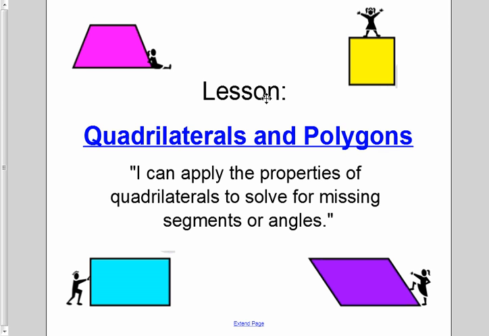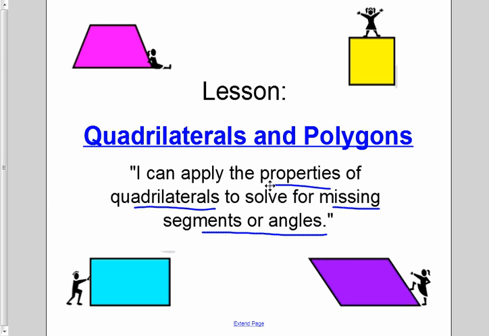In geometry today, what we're going to be doing is working on quadrilaterals and polygons. So we're going to be doing a couple of different targets here, but the target for today is applying the properties of quadrilaterals and solving for missing segments or angles. So here's your target statement. I can apply the properties of quadrilaterals to solve for missing segments or angles.